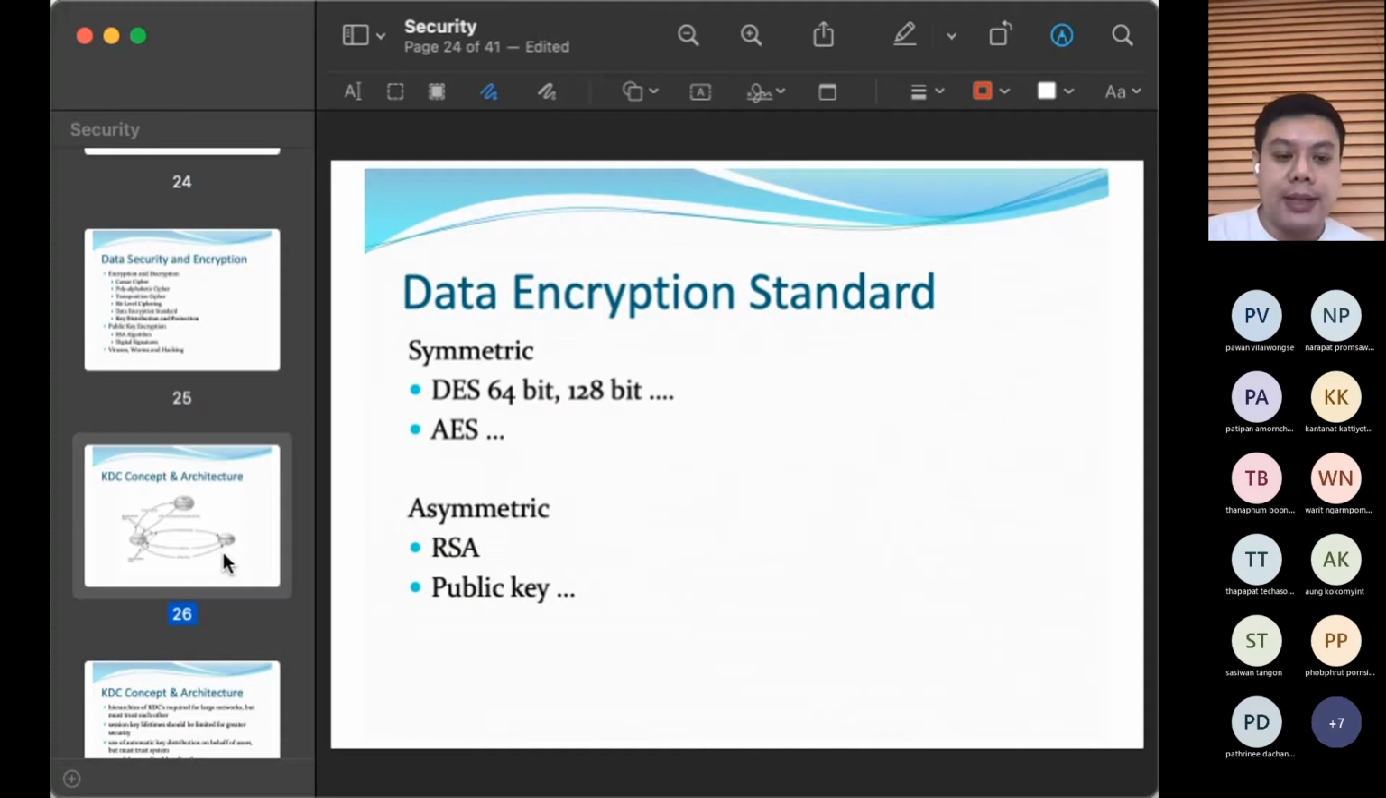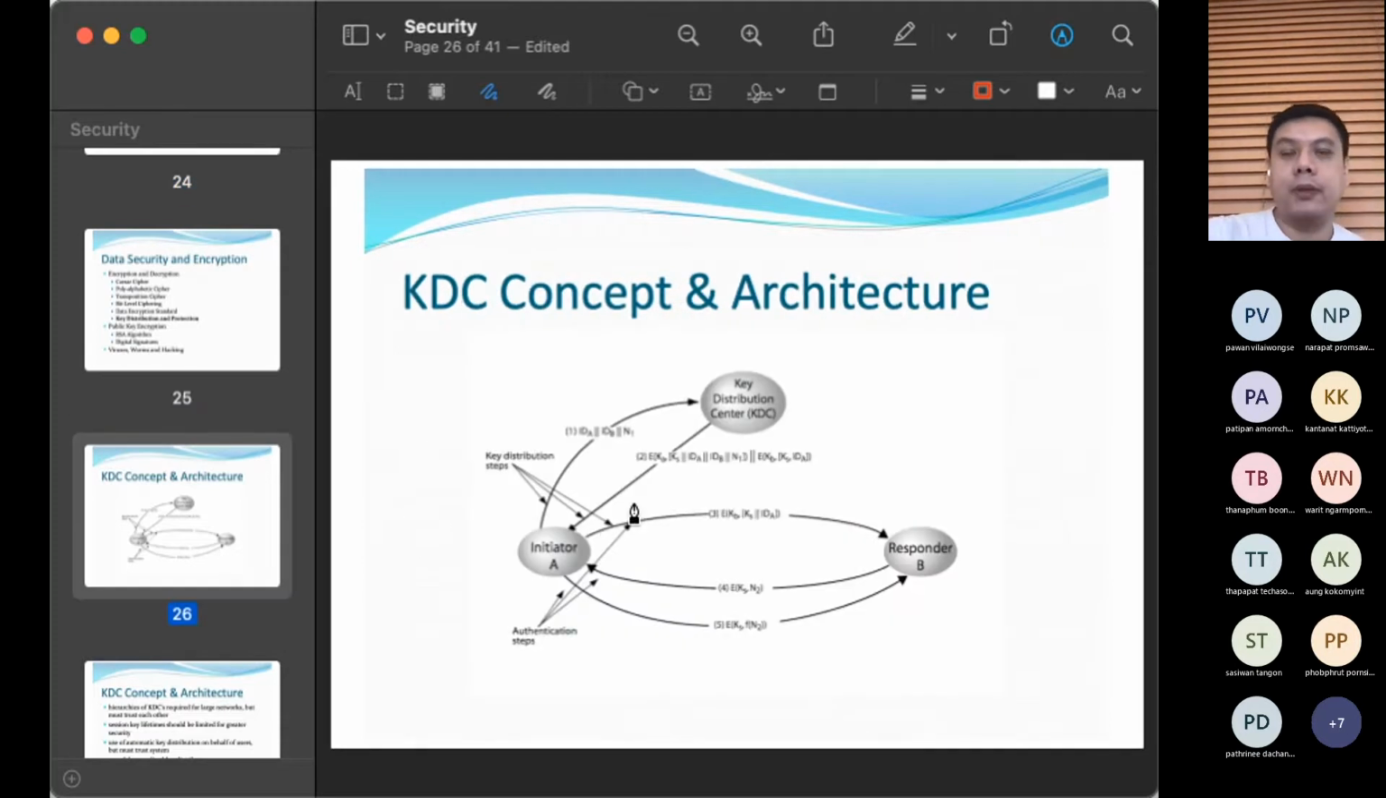So we have the alternative of that. If you don't want to use asymmetric, they still have a chance for the symmetric to exchange the key. So we're using the KDC. What is the key? KDC is Key Distribution Center. The idea of using that means everybody in that group that wants to use the key on the system needs to trust the KDC.